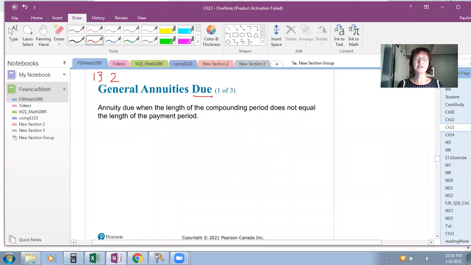In this lecture, I will present general annuities due. Remember, the keyword due means payment is made at the beginning of a period, BGN. General means the number of payments per year, PY, is not equal to the interest conversion periods per year.